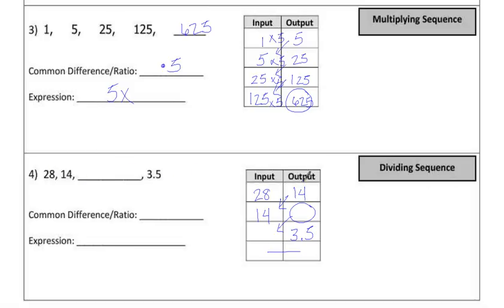What could I divide 28 by to get to 14? 28 divided by 2 is 14. And if I follow that through, 14 divided by 2 gives me 7. And if I put 7 here, 7 divided by 2 does give me 3.5. So 7 is the answer to the sequence. The rule is going to be divided by 2. And because it's division, it's going to be a ratio. And I should have circled ratio up here. Ratio is for that geometric sequence, that multiplication and division. And the expression would be x divided by 2.